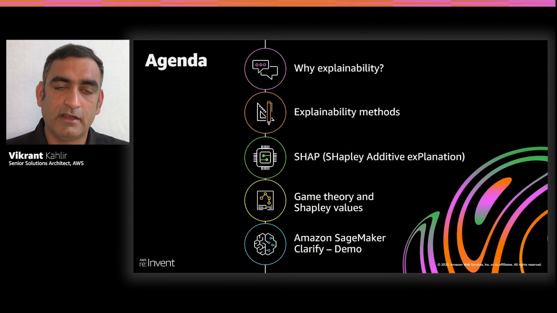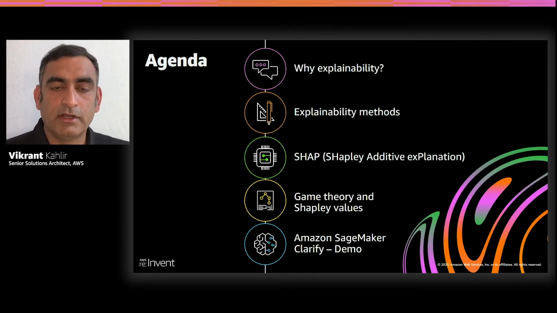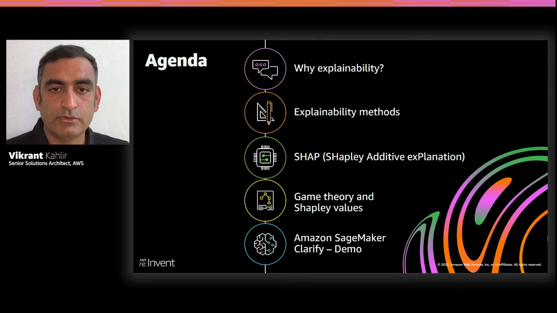In terms of agenda, I will talk about why explainability is important. We will talk about different ways in which we can categorize explainability methods, and we will list some of the methods that are popular in explainability. But most of the session would be focused on one specific method called SHAP, and we will also go into the science and maths behind the SHAP method. Towards the end, I will have a short demo of Amazon SageMaker Clarify, a machine learning capability for explainability that we have added to Amazon SageMaker.